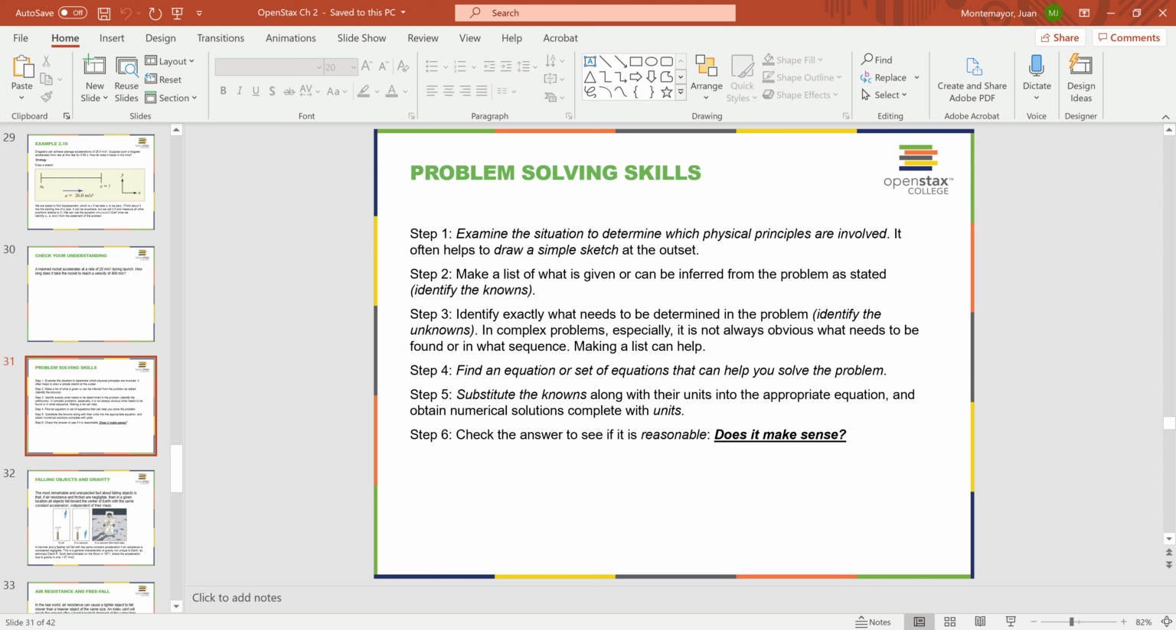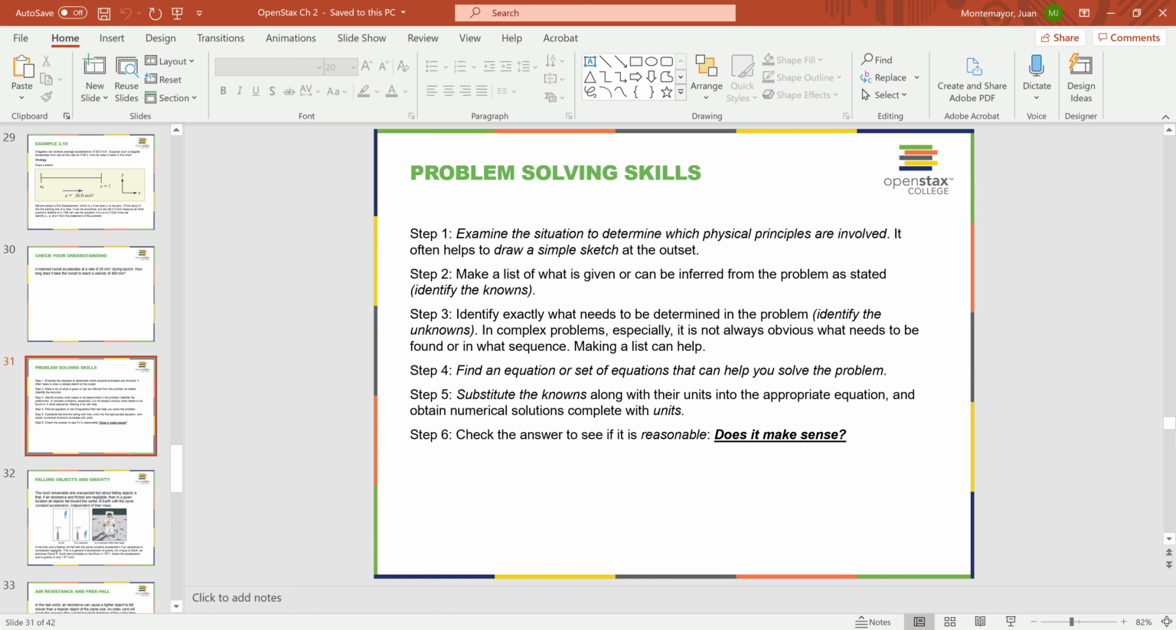For step 2, make a list of what is given and can be inferred from the problem as stated. And you've noticed on all of these examples so far, it was always identify what you know, identify what the problem is giving you. If your velocity, like in this last example, reaches 400 meters per second, that's something that you know, that's something that you must write down. If it starts from an initial position at 0, then you know that your initial x and your initial velocity are 0.